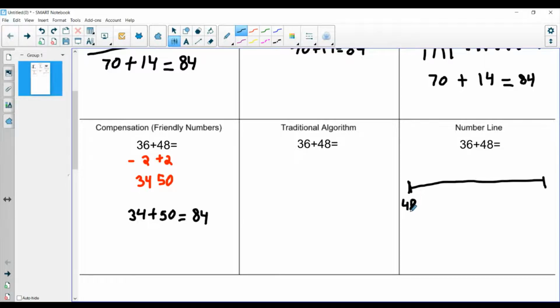When you use a number line as a strategy for addition, you can keep adding friendly numbers until you are finished your addition. So for example, with 36, I can add 10, 10, and 10 to make 30, and then I can add 6 more. So 48, if I add 10 to 48, that's going to give me 58.